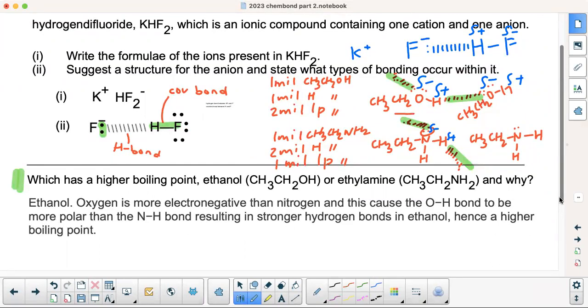So ethanol has a higher boiling point because oxygen is more electronegative than nitrogen. This causes the OH bond to be more polar. More polar means O is more delta minus, H more delta plus. N less delta minus, H less delta plus. So resulting in stronger hydrogen bonds in ethanol. Got it? Hence a higher boiling point. All right, so this is about strength of hydrogen bond.